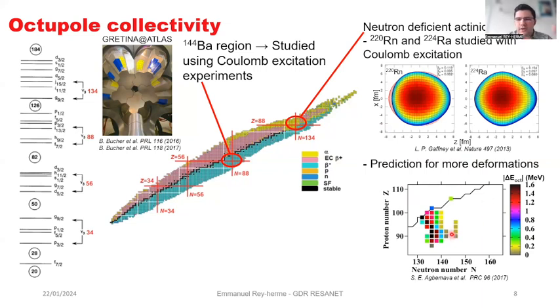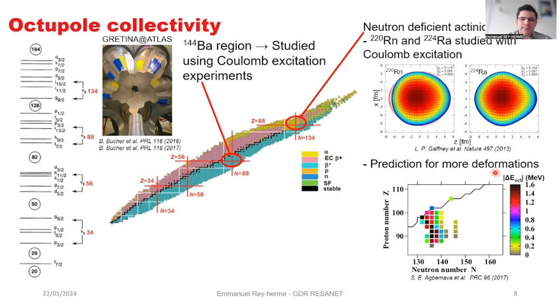You have the example of one calculation here with proton number, neutron number, and the color scale is the variation of energy of the ground state when one allows for octupole deformations in the calculations compared to the case with only quadrupole deformation. And one can see that the impact on the energy of the ground state, the stabilization, can be of more than 1 MeV in the calculations for some nuclei.